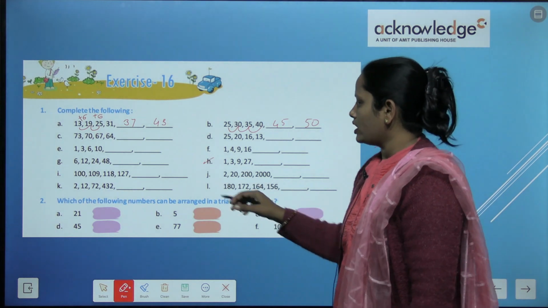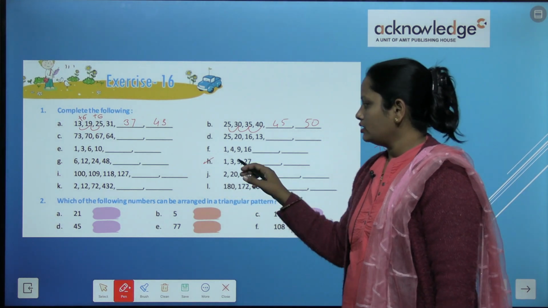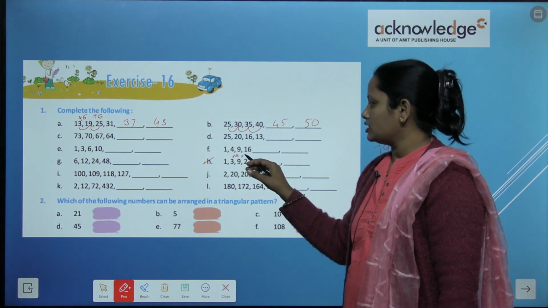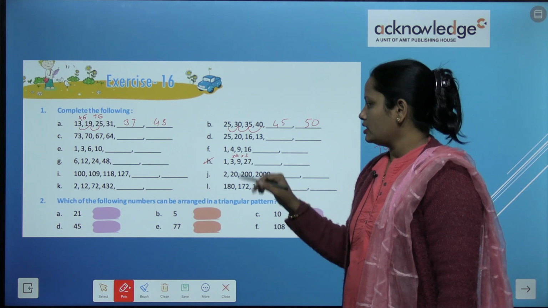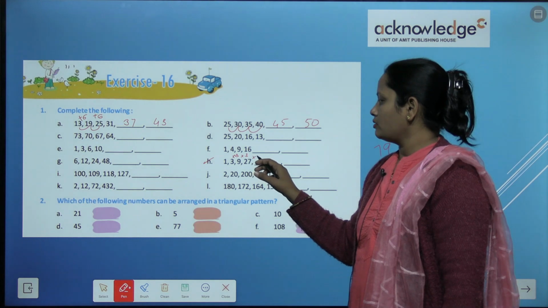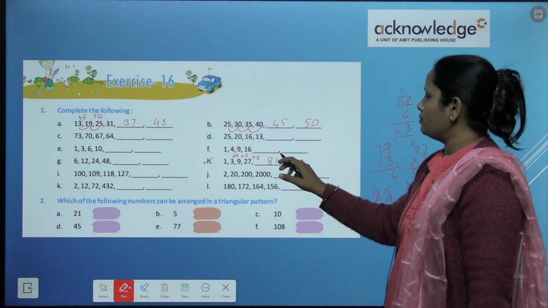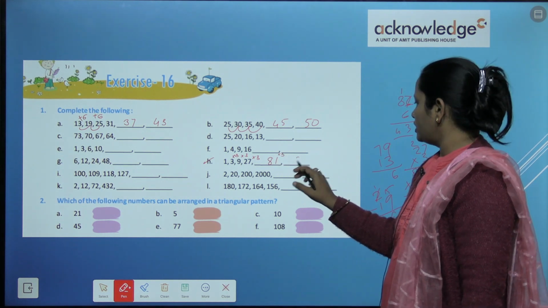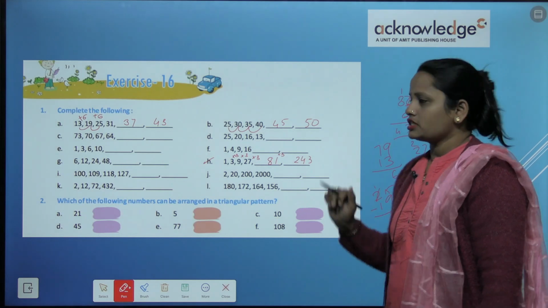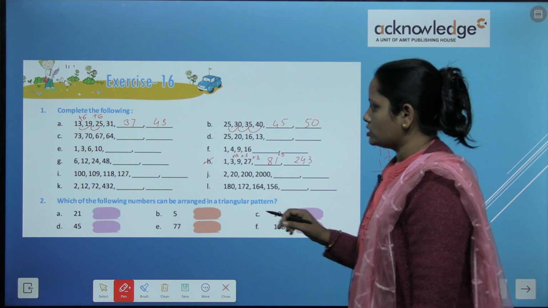Let's do this H1. 1. Now 3. Now 3 multiply 3 is 9, 9 multiply 3 is 27, now 27 multiply 3 is 81, now when we multiply 3 here, we get 243. So this is the pattern that is to be followed here. So similarly children, you have to do the rest questions.